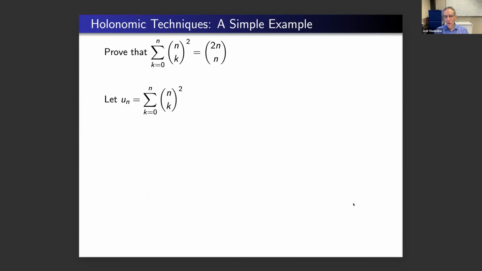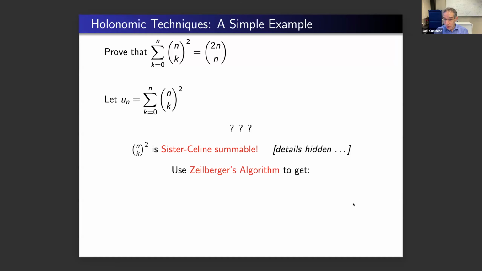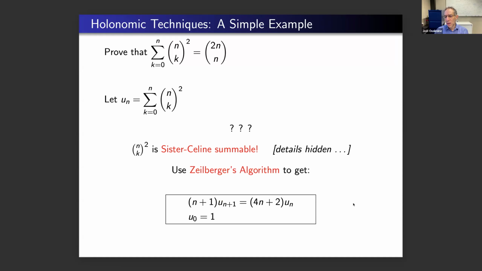Then we can try to do the same for the left-hand side. The only problem is that relating u_{n+1} with u_n is not so easy. Nevertheless, the sum of the binomial coefficients squared is so-called Sister Celine summable. If you've never come across this, even this might sound funny to you. I'll come back to this a bit later. But the point is you can actually use something called Zeilberger's algorithm to derive a recurrence relation between the u_n. It turns out this recurrence relation is (n plus 1) times u_{n+1} equals (4n plus 2) times u_n. And of course, you have to give the initial condition, which by inspection is u_0 equals 1.